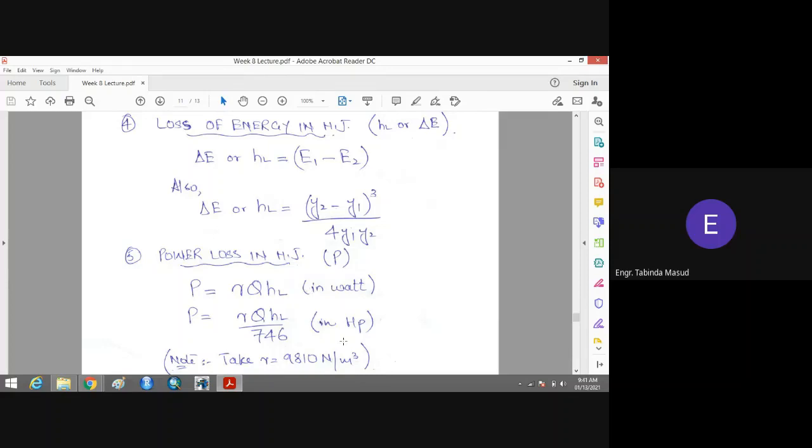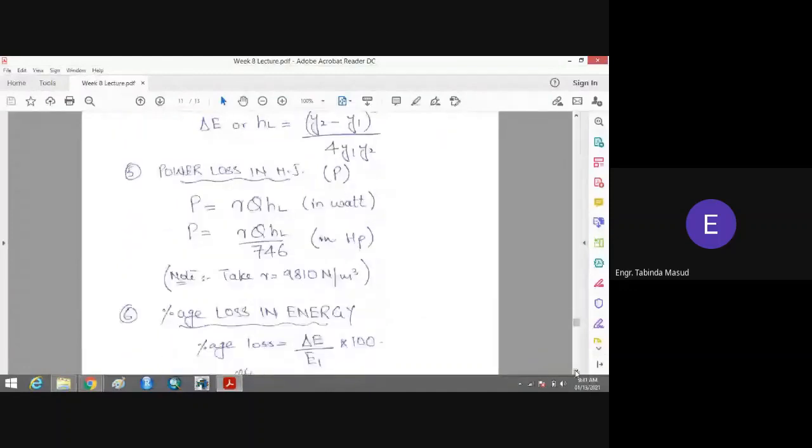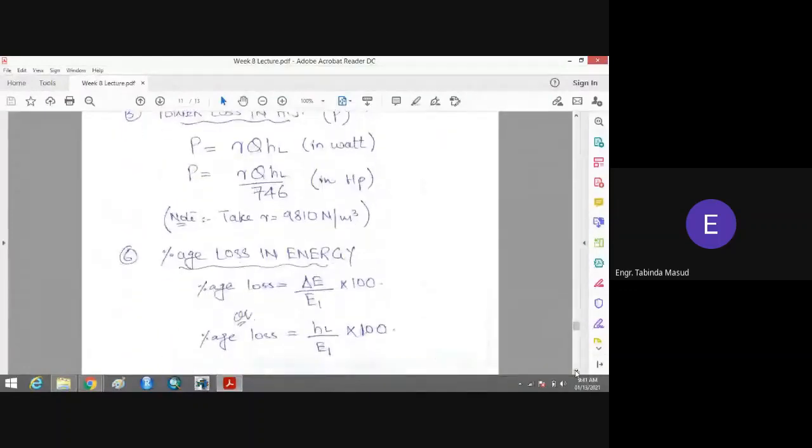Power loss in watt and power loss in horsepower. And here you will take the value of gamma as 9810 Newton per cubic meter, or simply 9.81 kilonewton per cubic meter. Actually, this is the formula for the SI system. Similarly, if you have to find the percentage loss in energy, how much energy is lost due to the hydraulic jump, we have already seen in the figure that energy is lost.